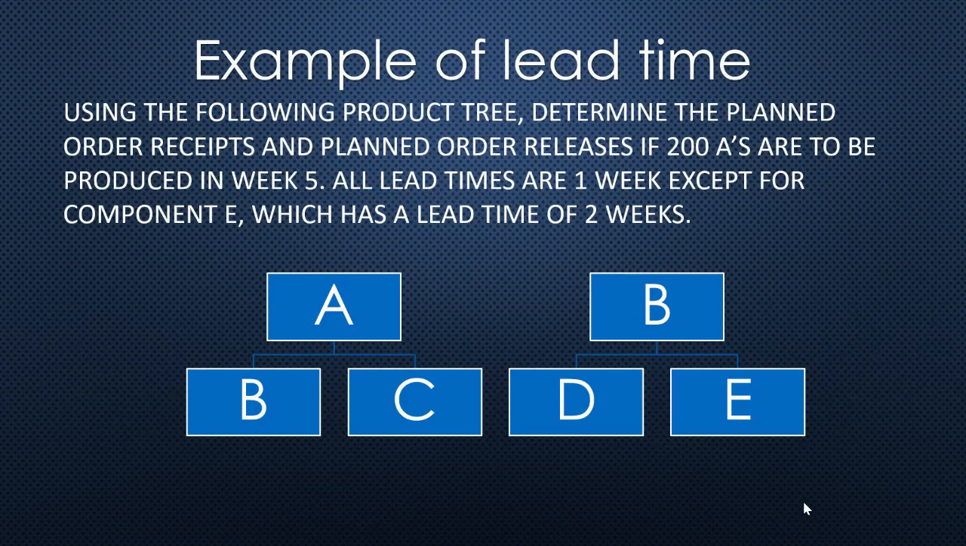So you can see over here, this is the product tree. We have A as a parent, and the children will be B and C. Under the root of A, we have B and C, and under B we have D and E. Over here they've mentioned that we already have a planned order release for 200 A's, which has to be produced in week 5. But the lead time for all the items is 1 week except for component E, which will take 2 weeks.